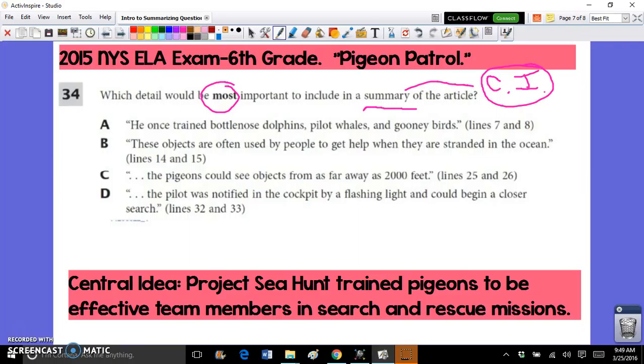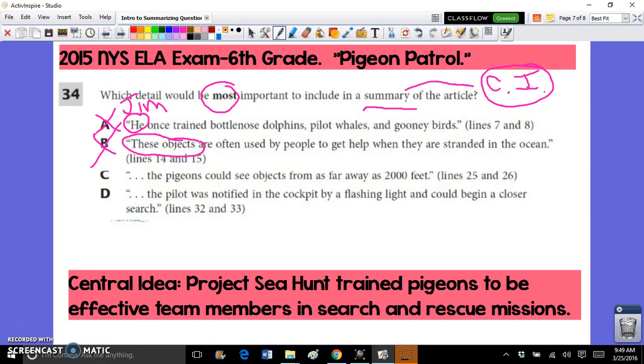He once trained bottlenose dolphins, pilot whales, and goonie birds. All right, so I know that he is actually the guy who created Project Sea Hunt, Jim. This is not an appropriate detail. All this shows me is his background and why he was a good choice for beginning this project. But it really doesn't show me what the pigeons are being trained to do and what happens with them. These objects are often used by people to get help when they're stranded in the ocean. All right, these objects I know are like the life jackets and the flares, the things that they actually train the pigeons to recognize, all those colorful objects. Again, this sentence by itself does not show that the pigeons were effective in search and rescue missions. So I'm going to delete that, eliminate it.